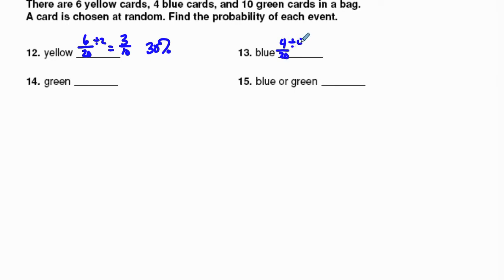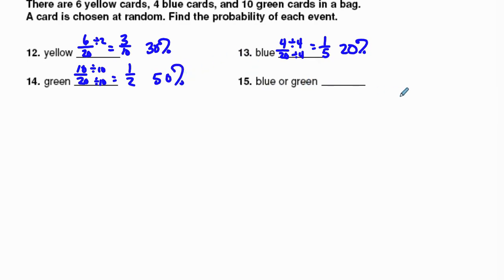I can divide by 4 over 4. I'll get 1/5, which is 20%. For green, there are 10 green out of 20 cards. We can divide by 10 over 10. We get 1/2, which is 50%.